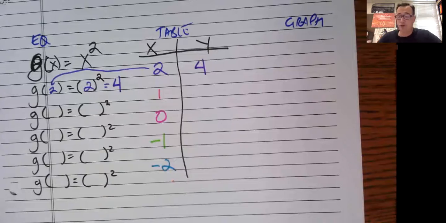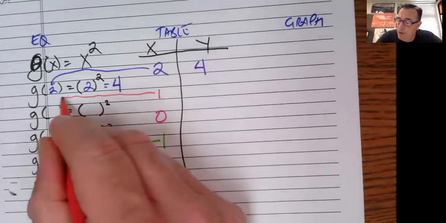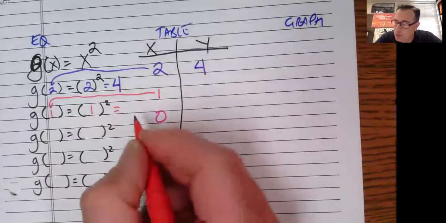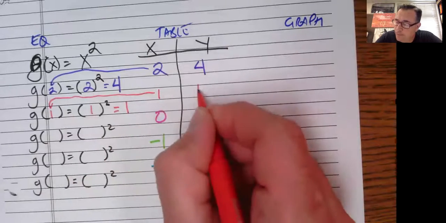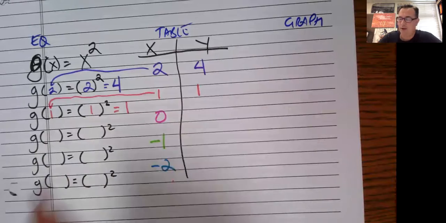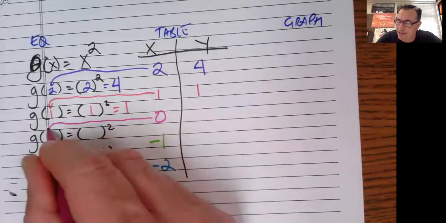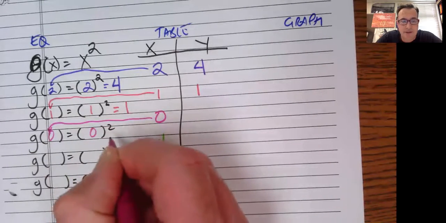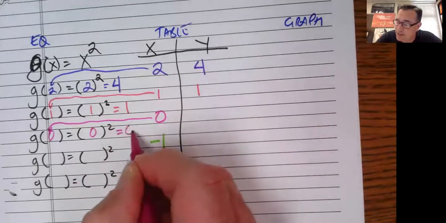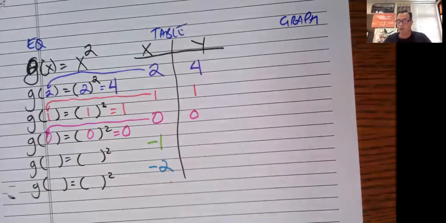And we're going to just keep doing this in the same way. So if I plug in the 1, 1 squared is 1 times 1, which is equal to 1. Okay. And then I always like using 0. It's normally easy. 0 squared is 0 times 0. And anything times 0 is just 0. 0, 0.